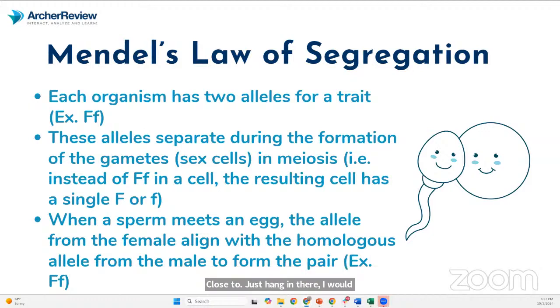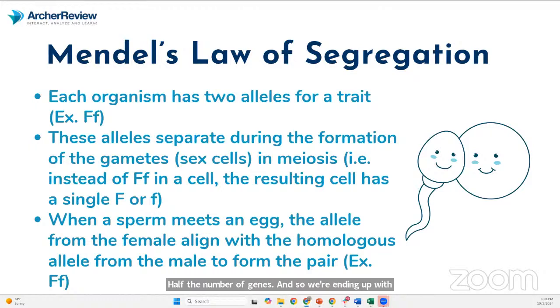All right, our next law is Mendel's law of segregation. We already know that each organism, before it's a sperm and an egg, has two alleles for a trait, like a capital F and a lowercase f, or like the letters we were using earlier, big B, little b. But we also know that when we go through meiosis, the chromosomes separate, and we end up with half the number of genes. And so we end up with one of those combinations.